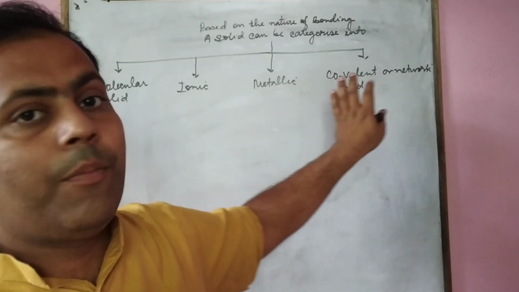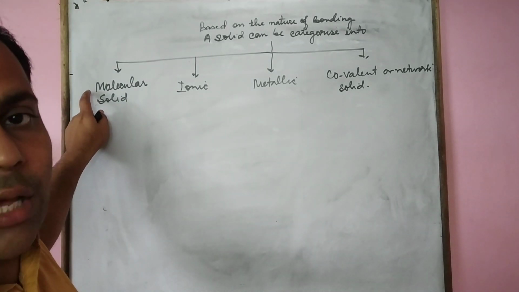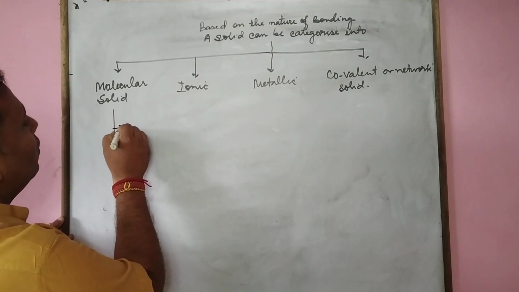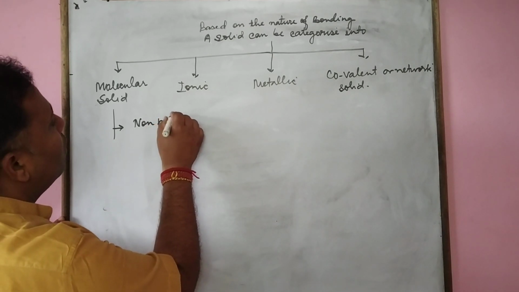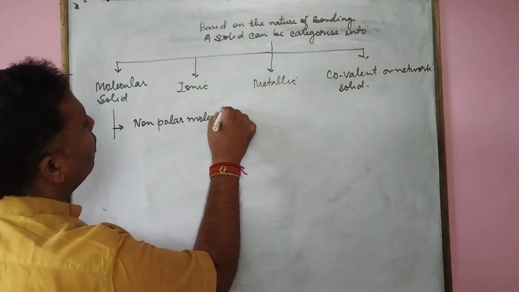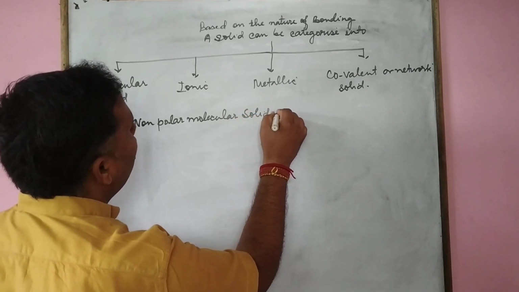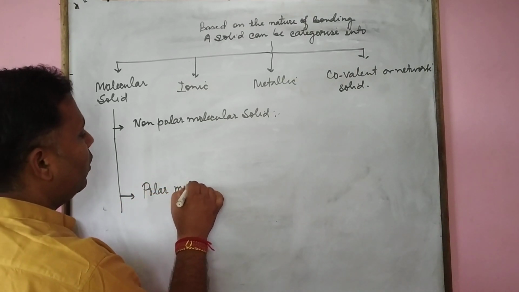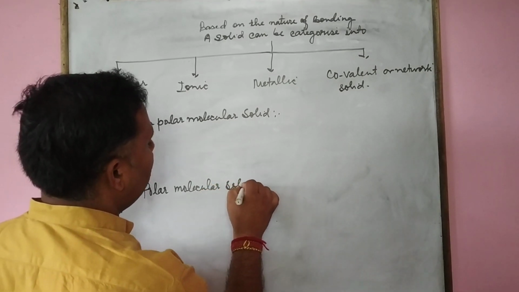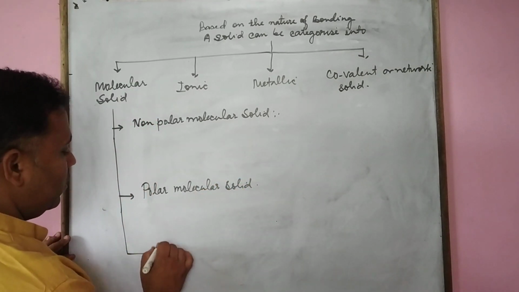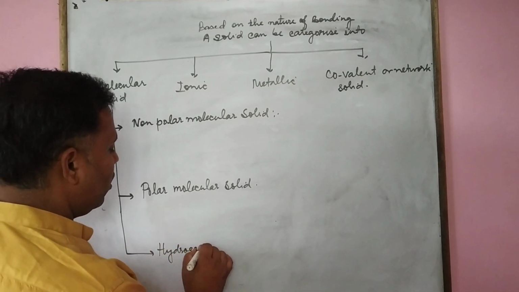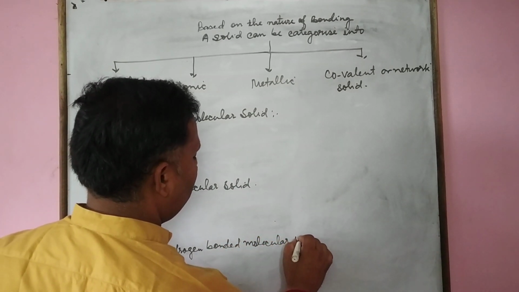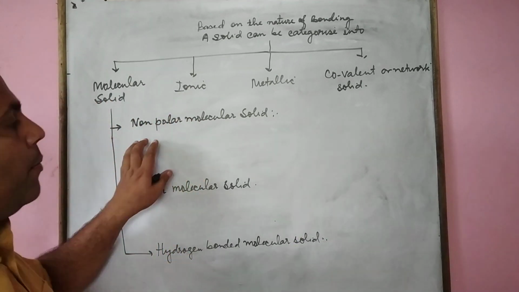We will discuss them one by one. First of all, we will discuss molecular solids, which are further categorized into non-polar molecular solid, polar molecular solid, and hydrogen bonded molecular solid. Let us discuss them one by one.